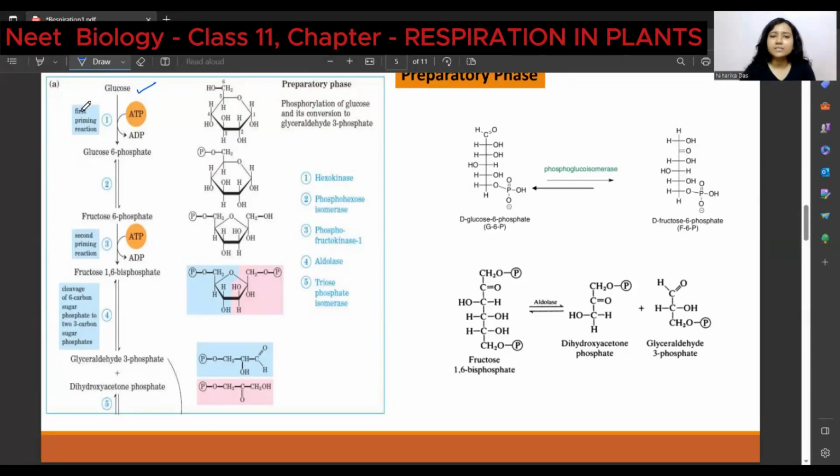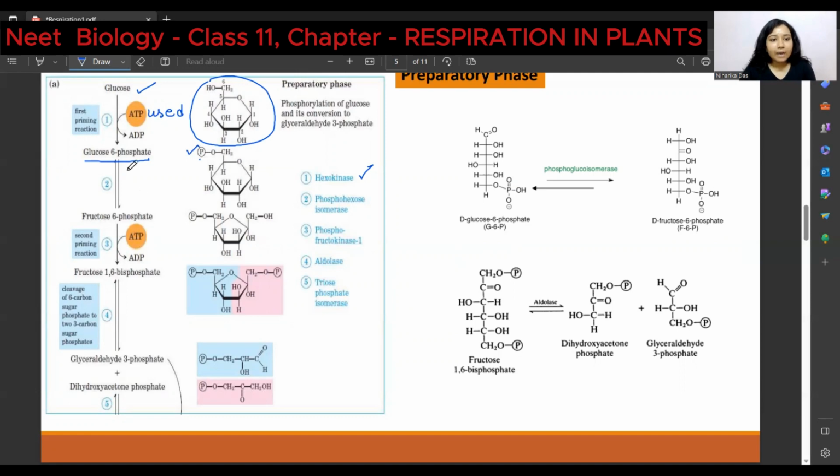And here it is the first priming step also, where we will see in this 6-carbon glucose structure, in the 6th carbon a phosphate is added. That is why glucose 6-phosphate is forming, and it is forming by hexokinase, phosphorylation, and 1 ATP is utilized. So this ATP is used.